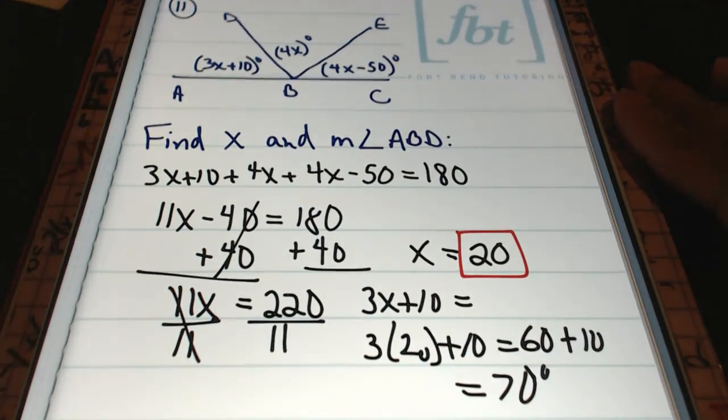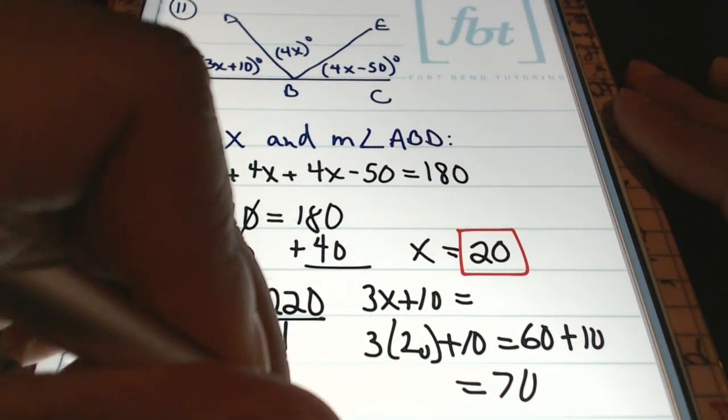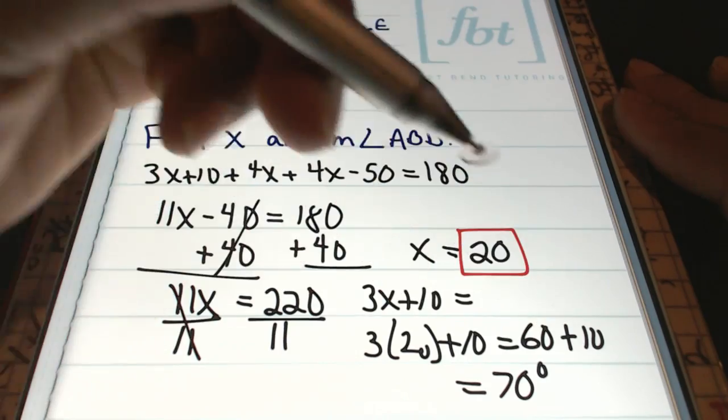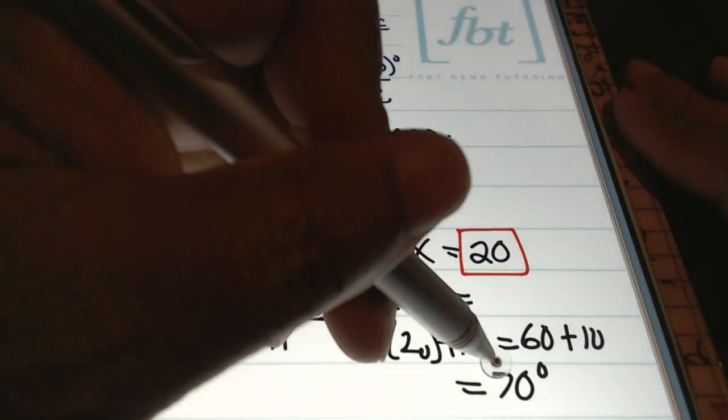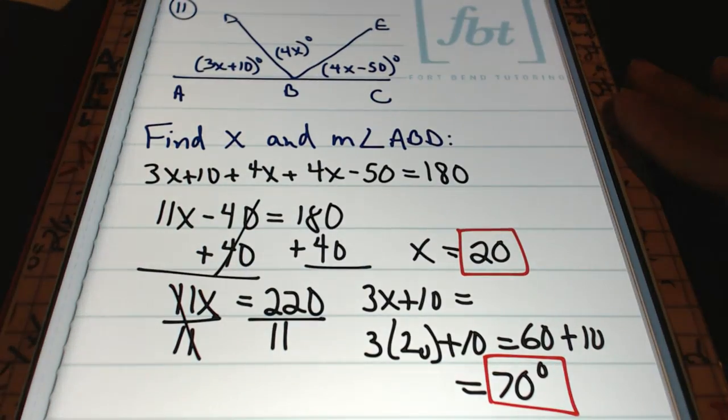I hate that 70. I hate the 0. We're going to fix it. That's a better 70. And now I'm red boxing this because it's the correct answer. That's the correct answer for both finding x as well as the measurement of angle ABD.